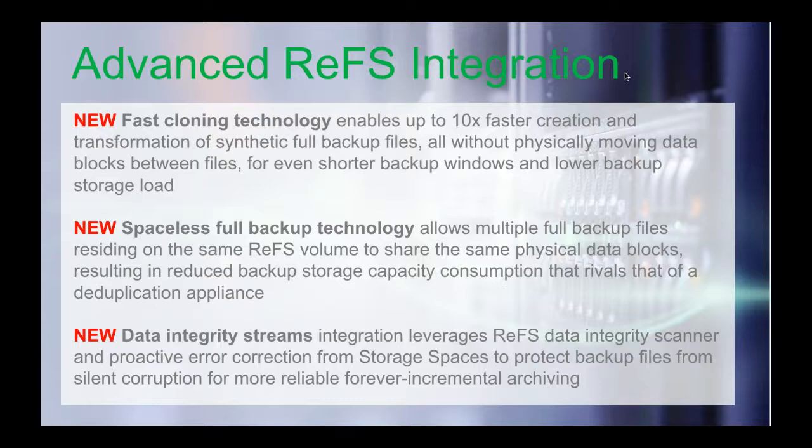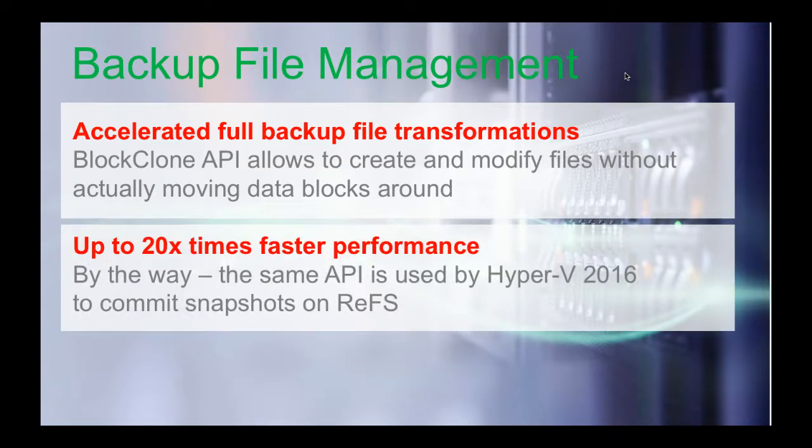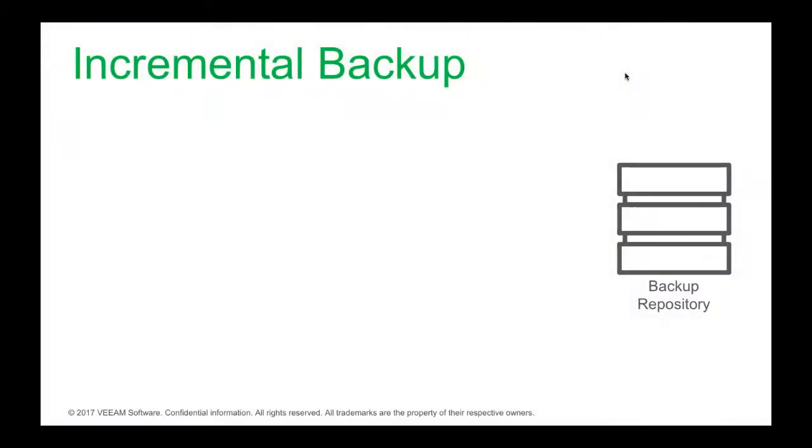So whenever we're building a synthetic backup, or whenever we're doing grandfather, father, son retention, or a reverse incremental backup, we're going to leverage block clone API. So it's going to be instantaneous, because we're just referencing blocks of data that are already on disk. And since we're referencing existing data on disk, it's not going to use any additional capacity. And you'll see that here in a second. Yeah, so it's going to be a lot faster, accelerated full backup transformations, 20 times faster. And it's a test that I've actually done. I'll show you here in a second.